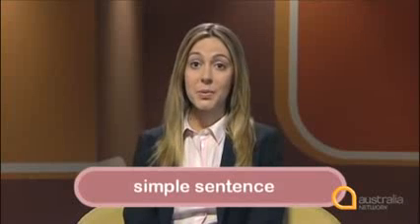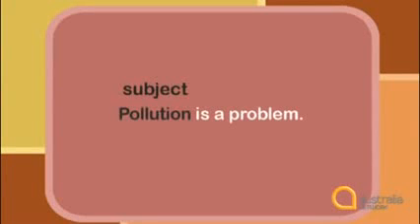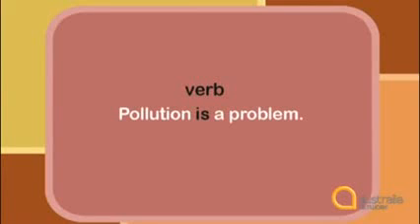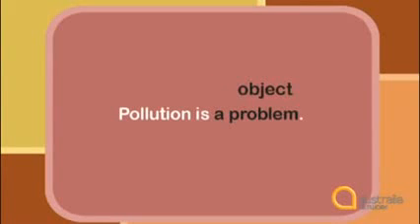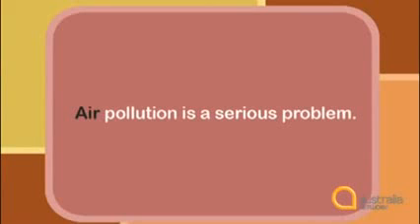There is a simple sentence, like this. Pollution is a problem. This example shows you the basic structure: a subject, pollution, a verb, is, and the object, a problem. A simple sentence can have more words than this. You can add adjectives. Pollution is a serious problem. Air pollution is a serious problem.